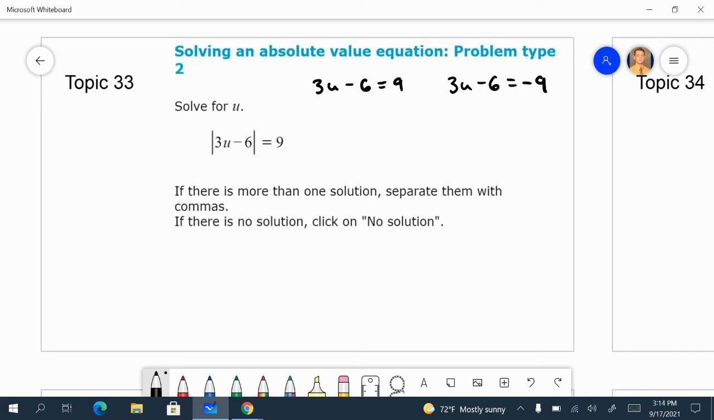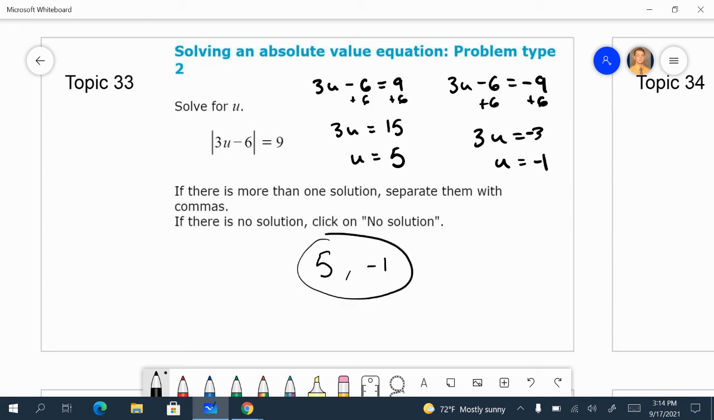Okay, at that point, if I add 6 to both sides, I get 3u equals 15. Therefore, u must equal 5. And over here, if I do plus 6 on both sides, I get 3u equals a negative 3. Therefore, u could equal a negative 1 as well. So those are my two numbers. So when I type them into ALEKS, I will have a 5 and a negative 1. A no solution, again, would be something if there was a negative there in front of that 9, then obviously you would have no solution. So that's it for topic number 33.